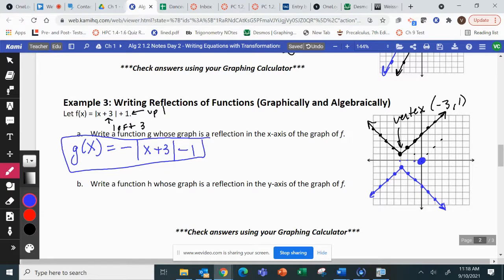So if I just took the black equation, the f of x equation, and I put a negative sign in front of it, would that be the exact same equation?